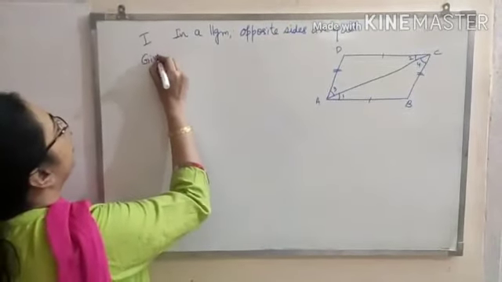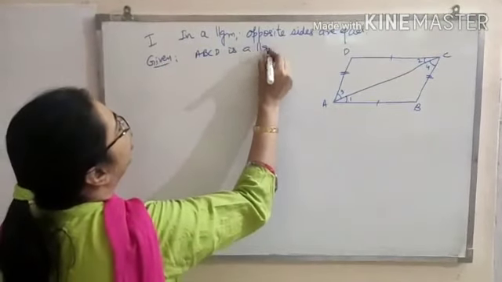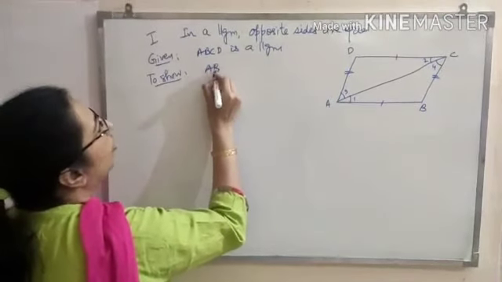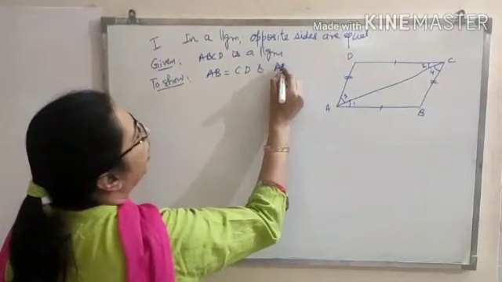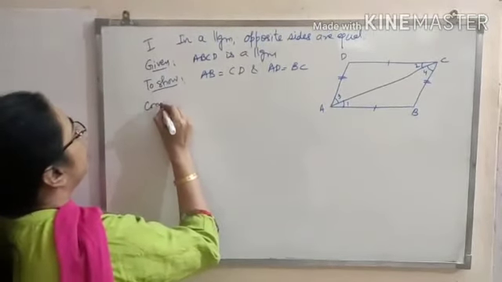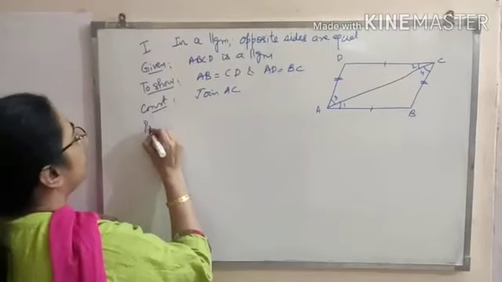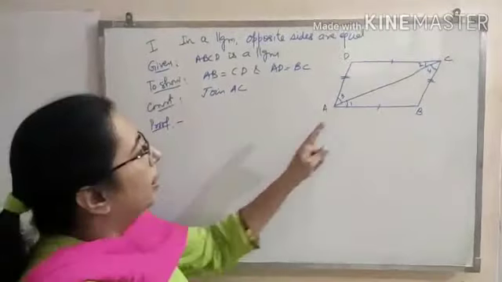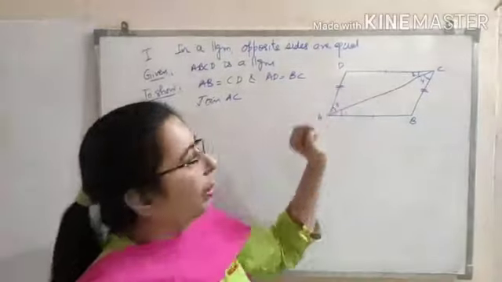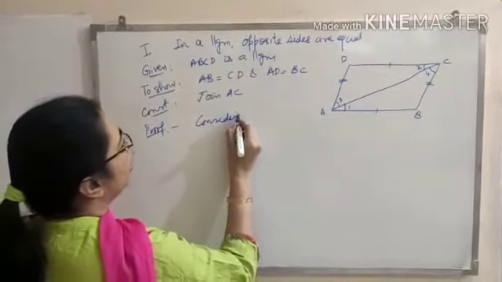So what is given? ABCD is a parallelogram. To show: opposite sides are equal, means AB is equal to CD and AD is equal to BC. This you have to show. So again, by construction, you will join the diagonal AC. We will use the same proof which we have used earlier, that the diagonal divides the parallelogram into two congruent triangles. So you can use the same concept.